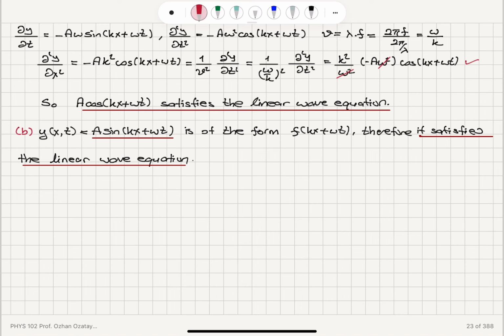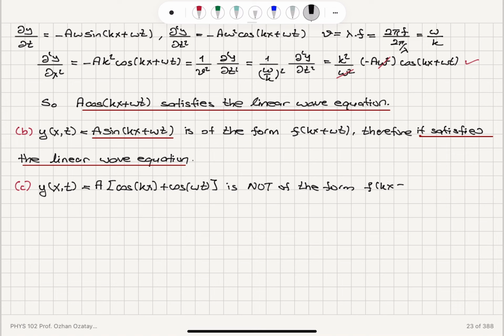Now let's look at the case in part C. We are given a wave function y(x,t) = A(cos kx + cos ωt). So this function is not of the form f(kx ± ωt), but can it be rewritten in this form?